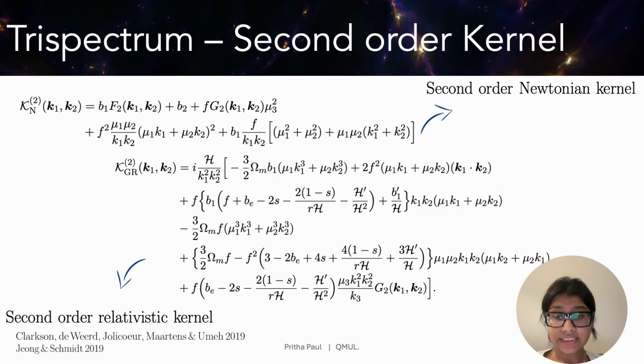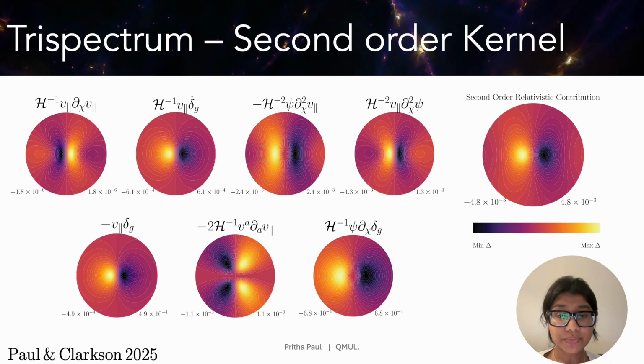Moving on to the second order relativistic kernel, which has also been worked out before in the literature. The key thing to note here mathematically is that each of the terms here are odd powers in mu. So when you go from k to minus k, you end up with this asymmetric contribution. Visually, we can see it here as well.